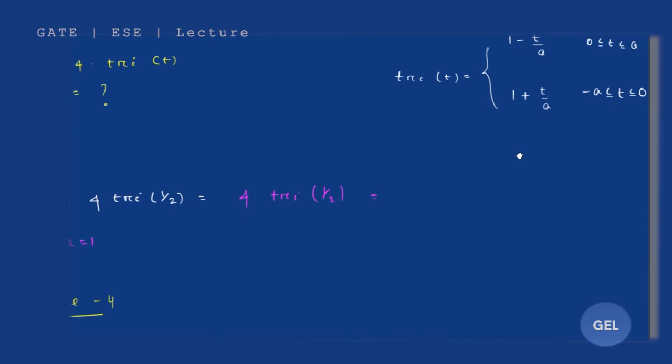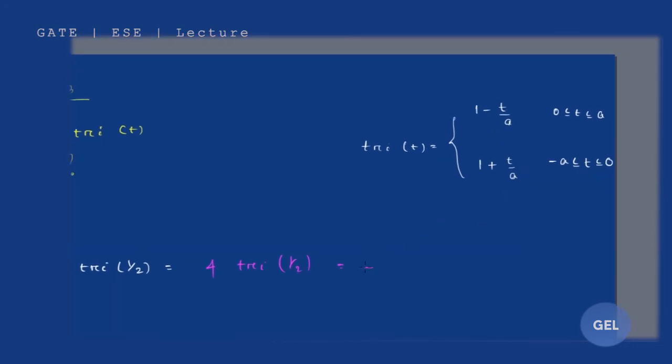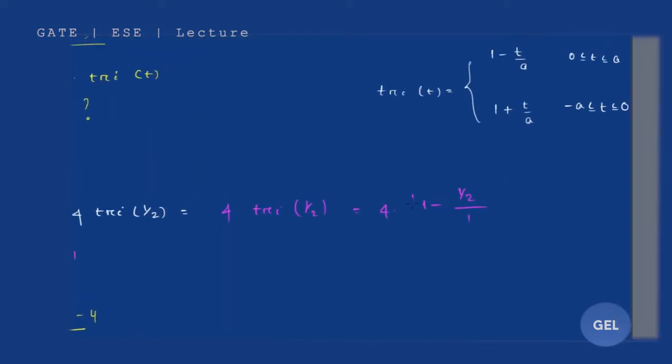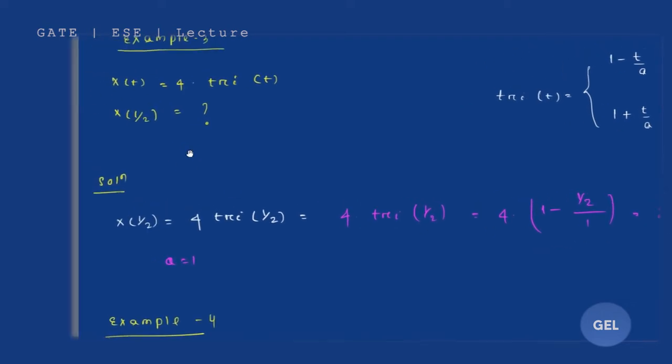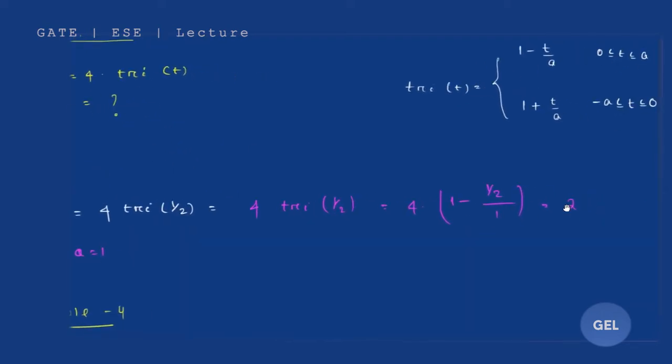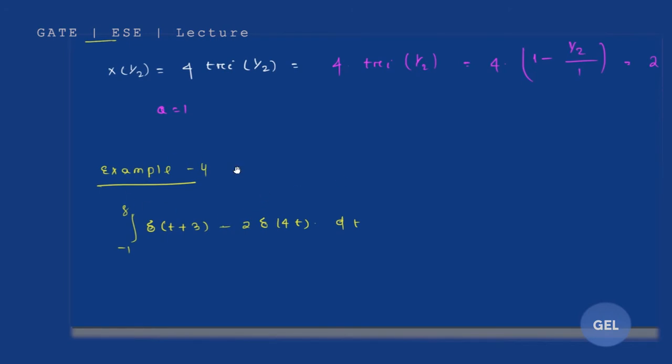That means I'm going to put the equation of the triangular function, that is 4 into 1 minus 1 by 2 by 1. So in place of a, I'm putting 1. Now if you calculate it, 1 minus 1 by 2 is 1 by 2, 1 by 2 into 4 will give you 2. So the answer will be 2. X of 1 by 2 is 2. Simple.